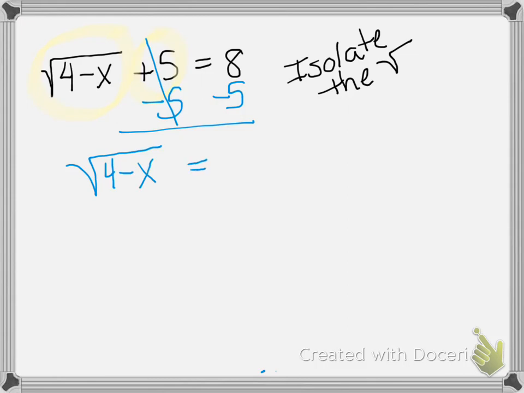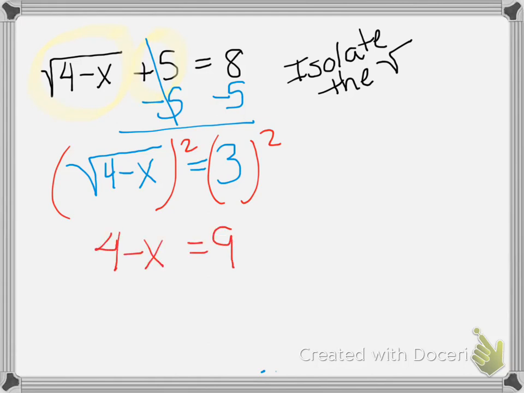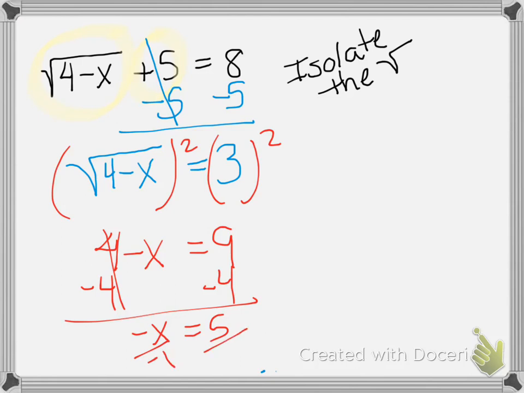So now I have the radical, the square root of 4 minus x, all by itself. So now I can go 8 minus 5 is 3. So now it looks like those other problems that I was doing before. So I can just square both sides. And the square root and the squared cancel itself out, and I get 4 minus x equals 9. And now I can just do my basic algebra. I get negative x equals 5, and I divide by negative 1 because that's really an understood coefficient of 1, and I get x equals negative 5.